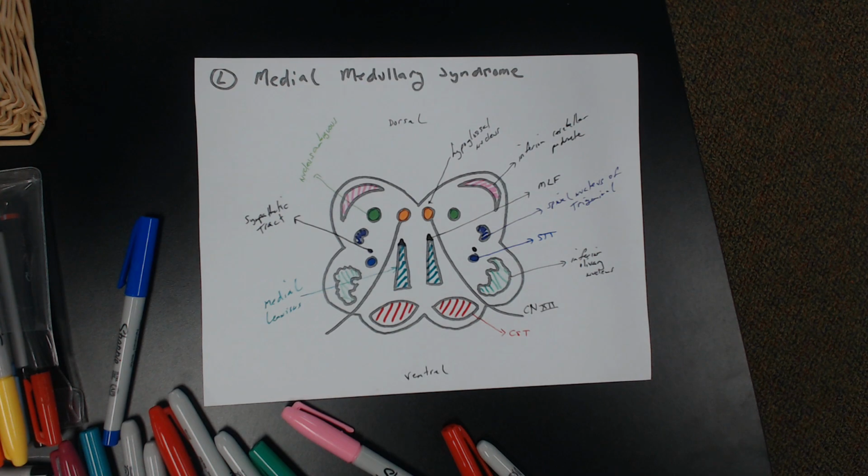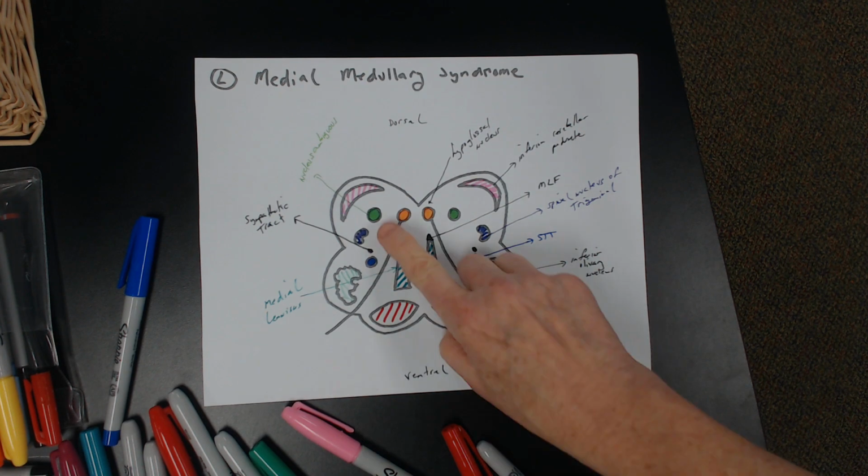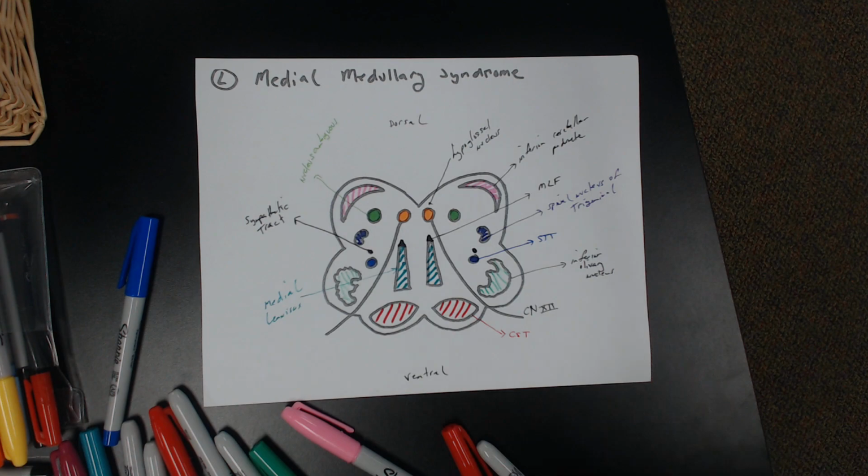Josh? What's that green dot labeled? This one is nucleus ambiguus. Is that the green dot here? Yeah. Okay, yeah. Nucleus ambiguus.